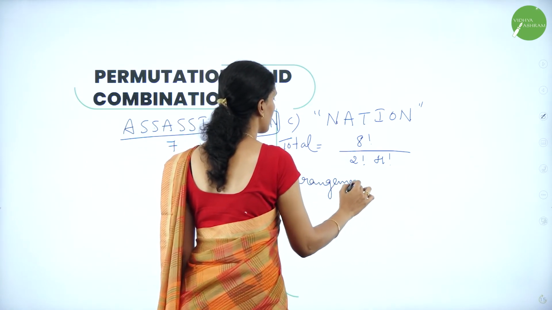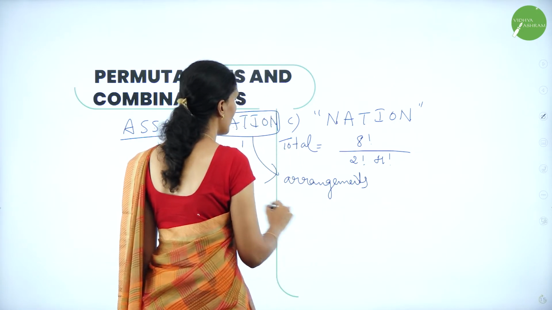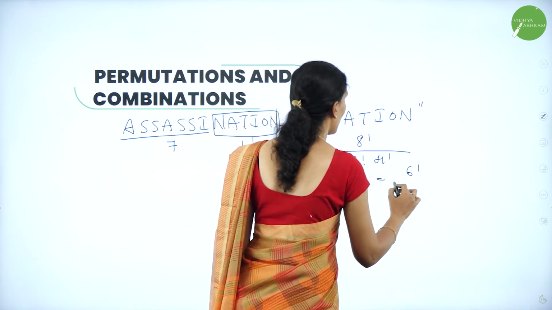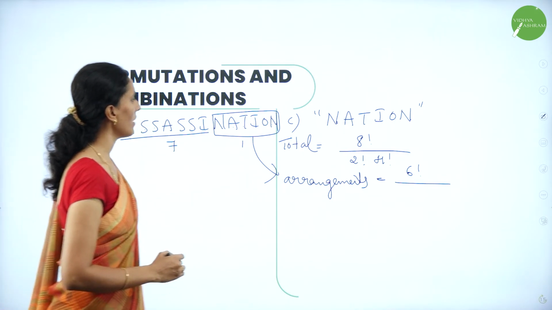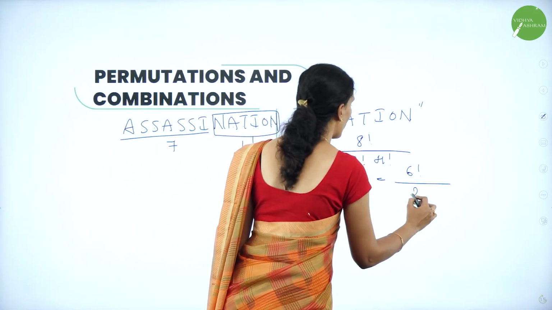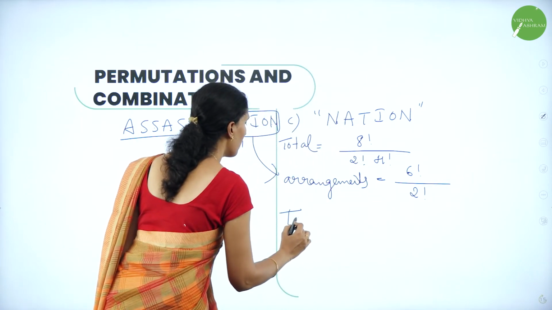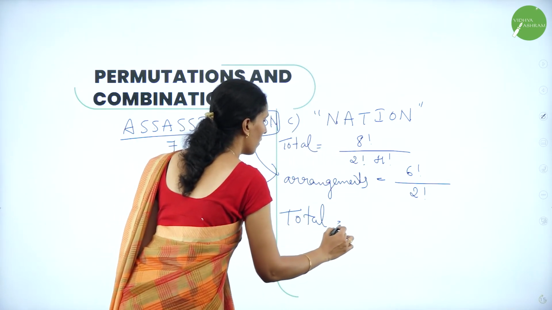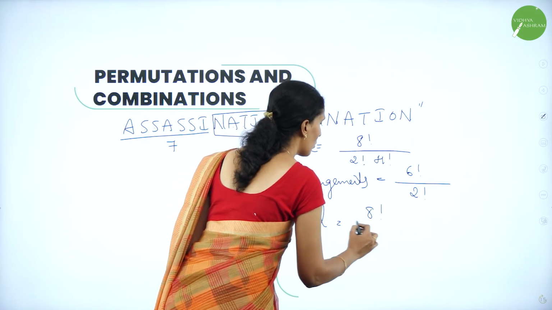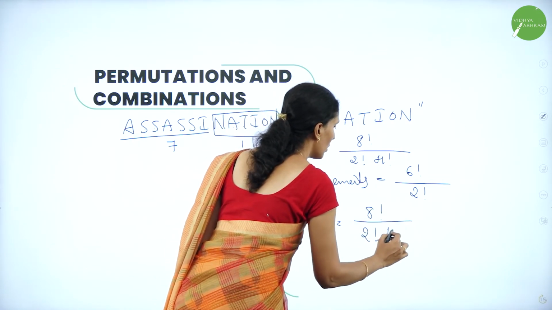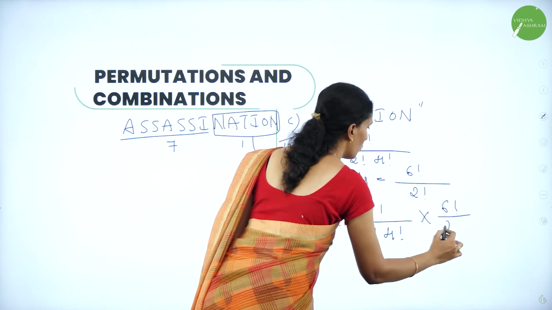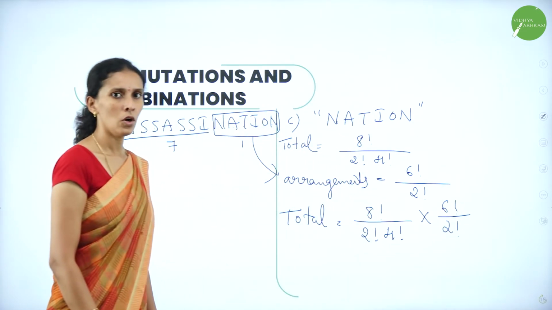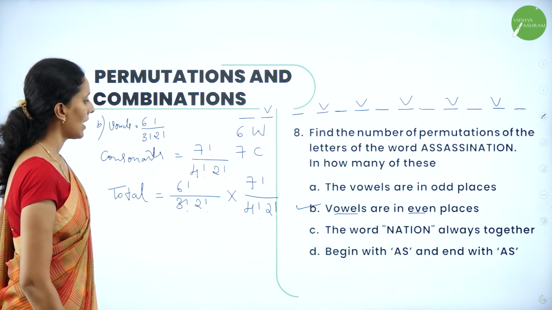So the arrangements for this is 6 factorial divided by... There also a letter is repeated. N is repeated 2 times, so 2 factorial. So therefore my total number of arrangements for this question is 8 factorial by 2 factorial, 4 factorial into 6 factorial by 2 factorial. Okay, so let us look at the last question.